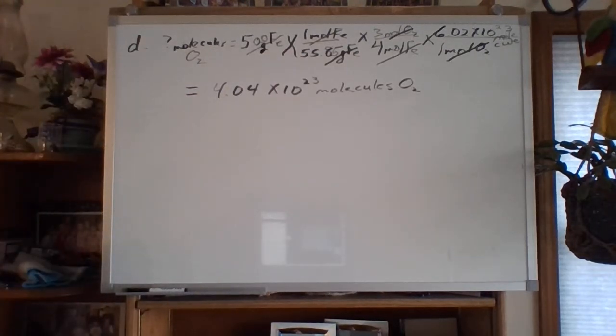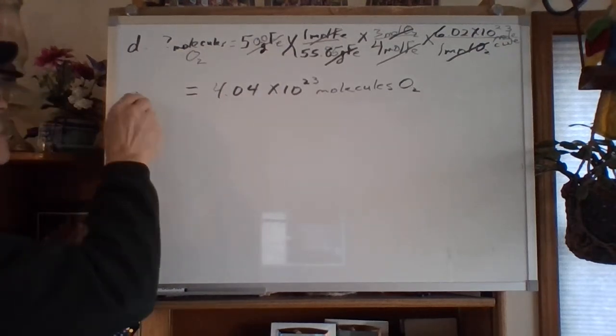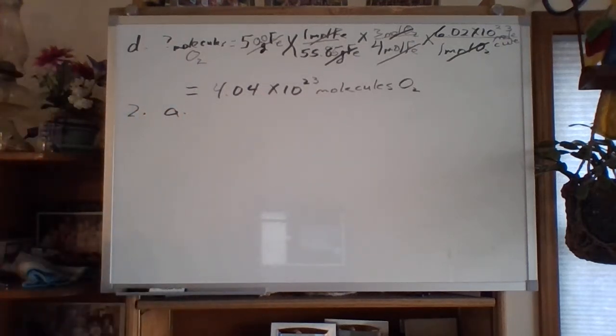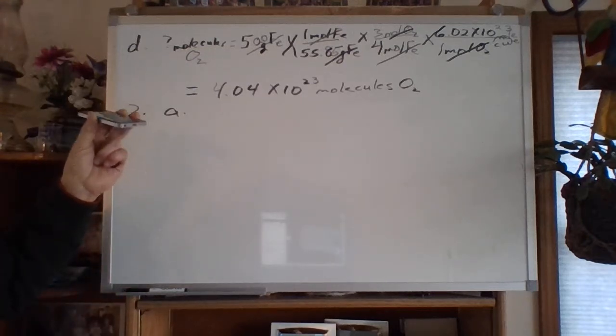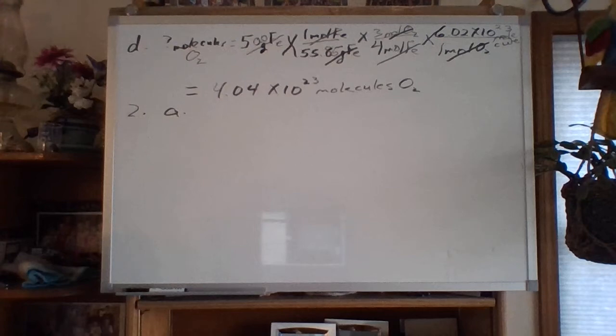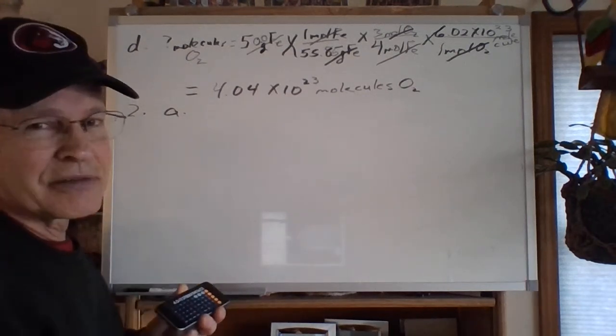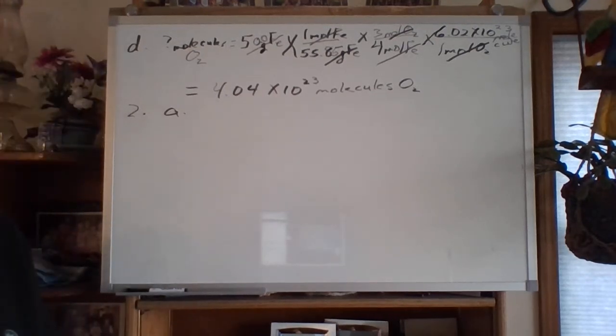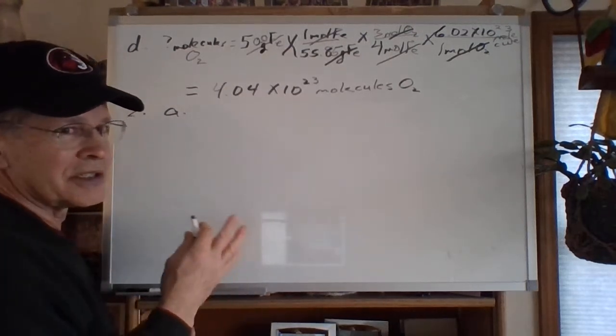Number 2. Use the reaction in question 1 to answer these. 2A. The reaction, the same thing. 4 Fe plus 3 O2 yields 2 Fe2O3. Okay, now we're going to use that equation to answer this question. If 200 grams of iron reacts fully with oxygen, what's the theoretical yield of Fe2O3? They're just using a different word. Theoretical yield of Fe2O3. So the question just looks different.